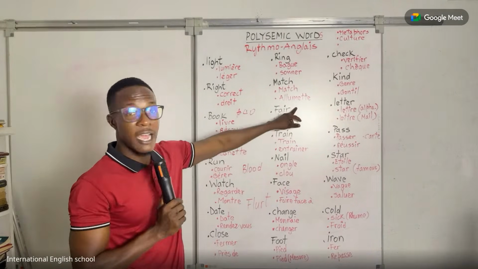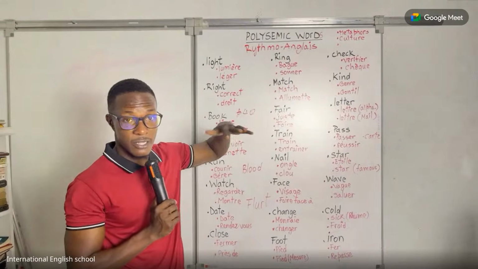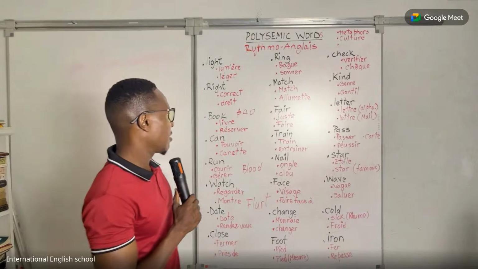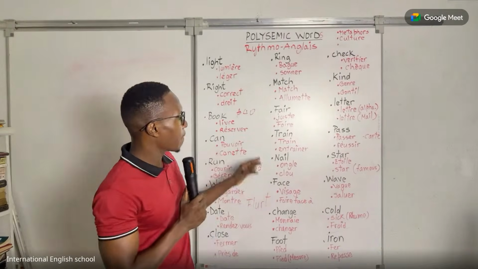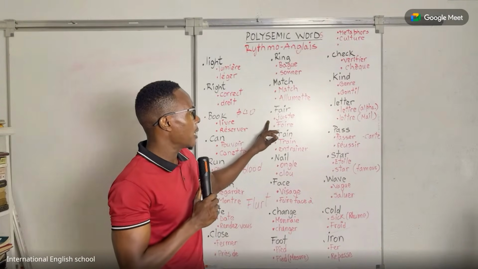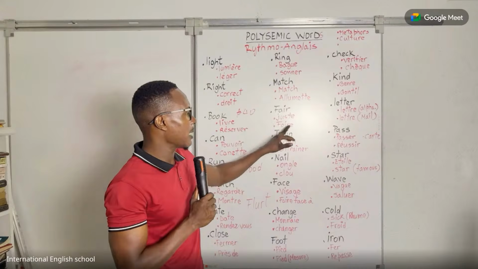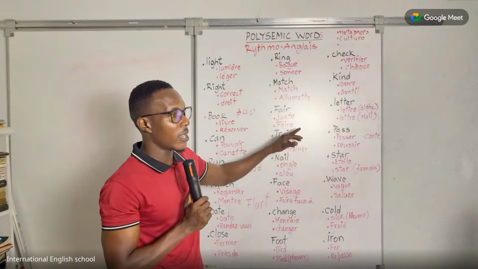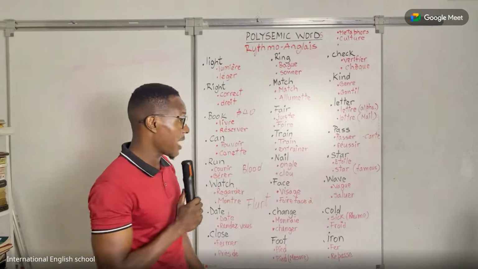All right, fair enough. You say fair enough, c'est suffisant. You say fair enough. All right. So fair can also mean foire. You know, I'm going to the city fair.